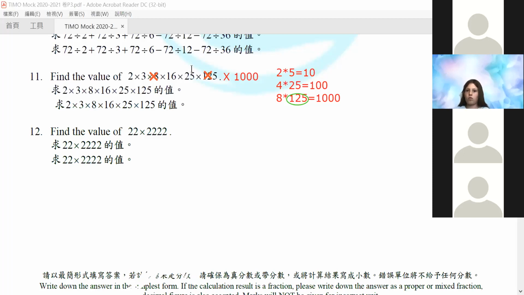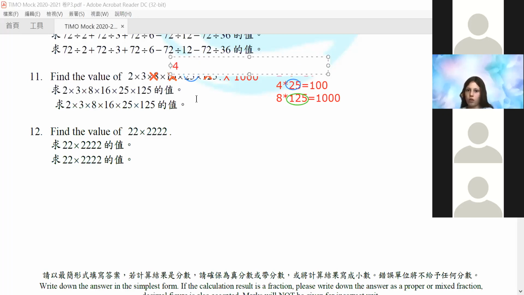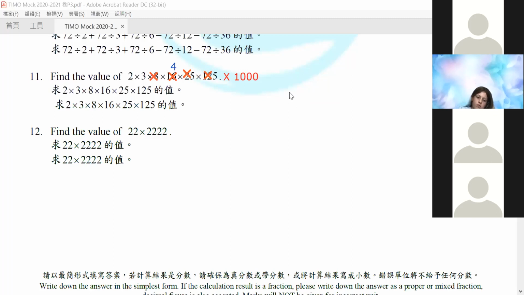Again, now we see 25 here. So we need a 4, but where's the 4? The 4 is in here. So if we do not need this, we divide this 16 by 4, then we get a 4 here. And then we can combine the 4 with 25, and we can get a 100 here.